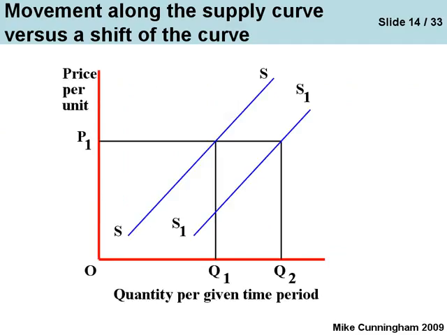So here I've drawn S1, S1 to indicate a rightward shift of the supply curve. I will focus in on rightward shifts, but if you reverse everything I'm saying, you will get a leftward shift. The supply curve could shift to the right or to the left. It doesn't have to be one way.